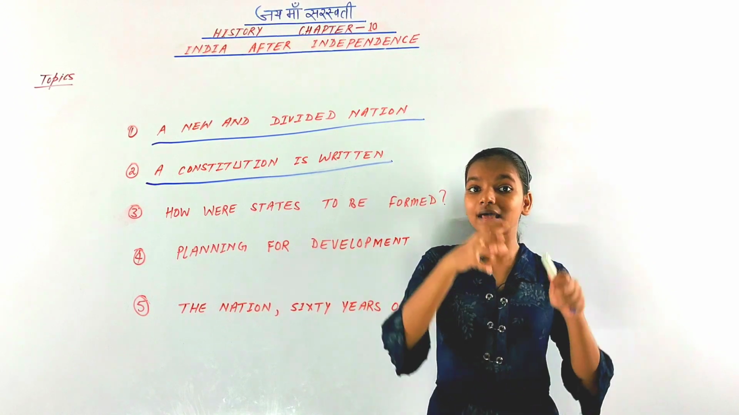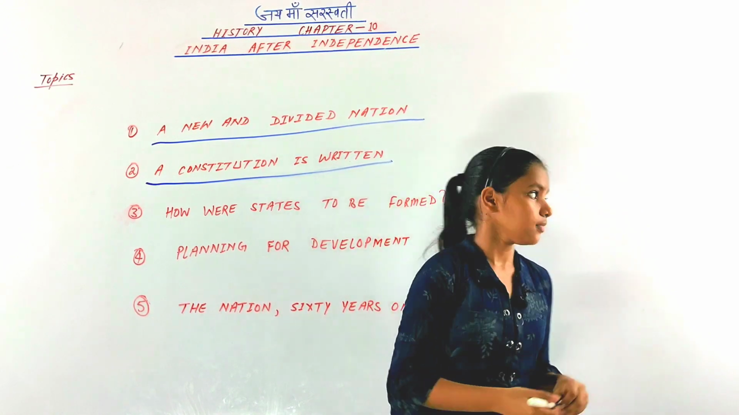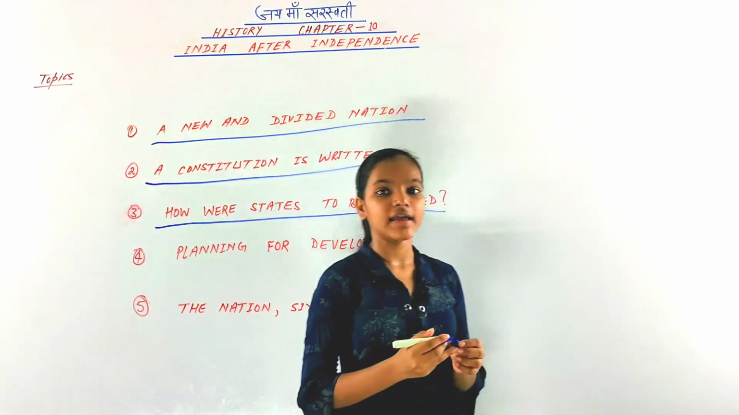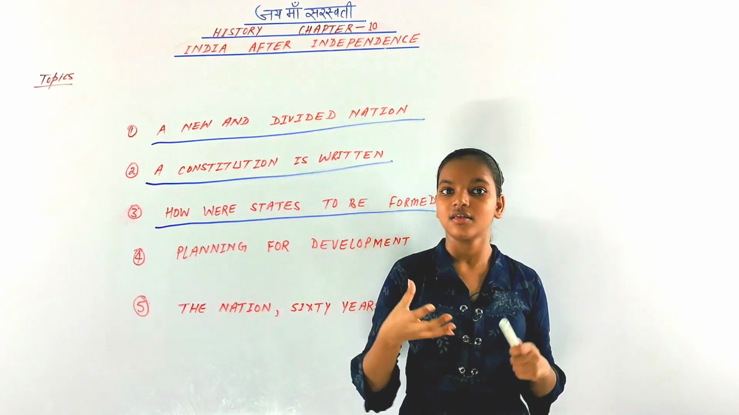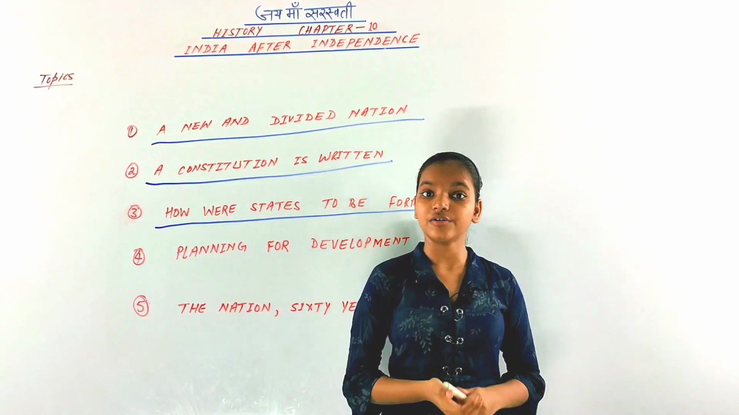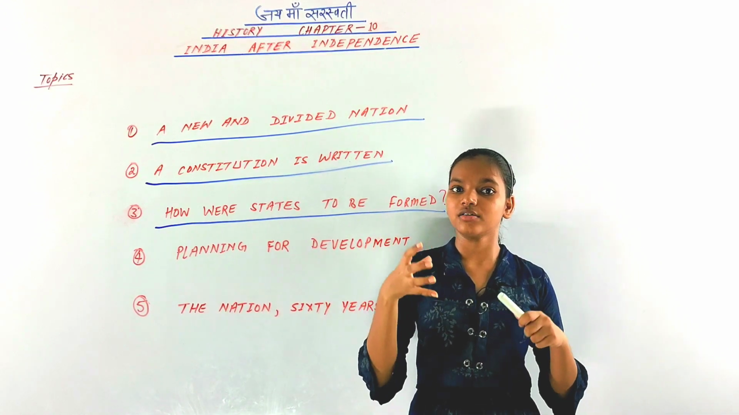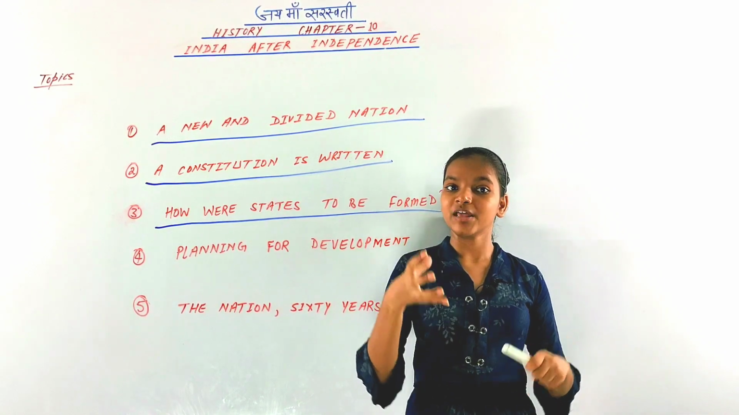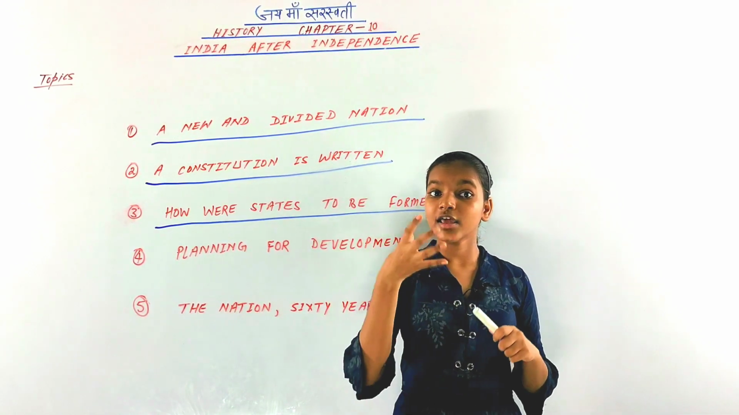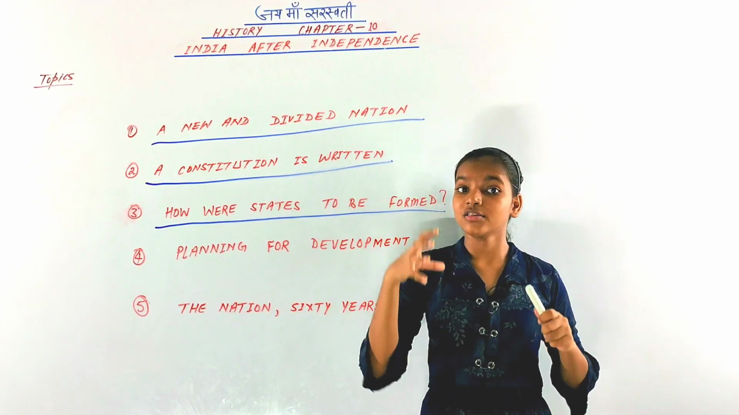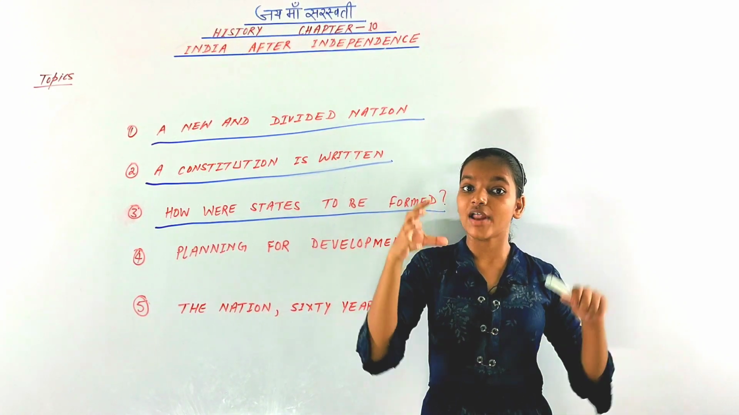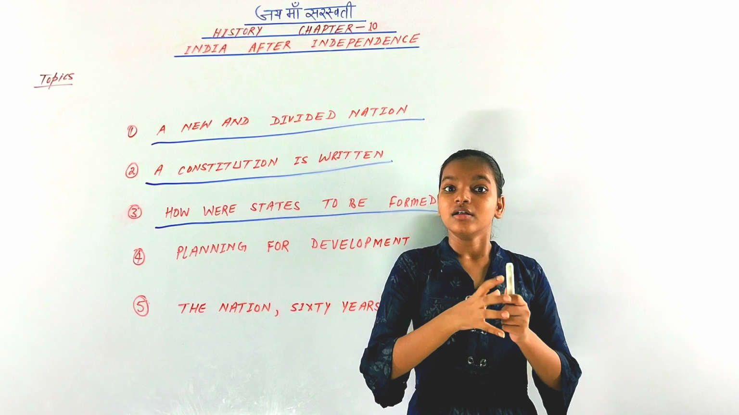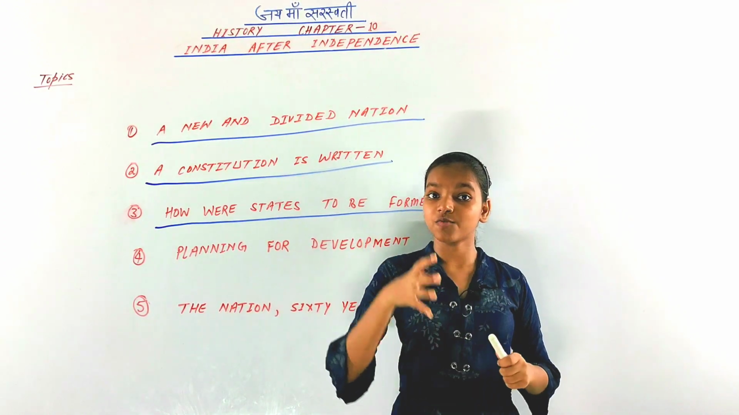This was all about how the constitution was written. So our next topic is how the states were to be formed. Around the 1920s, the Indian National Congress, which I have already talked about, the main force struggling for the independence of India during that time, had promised the masses of India that they would separate the states on the basis of languages.